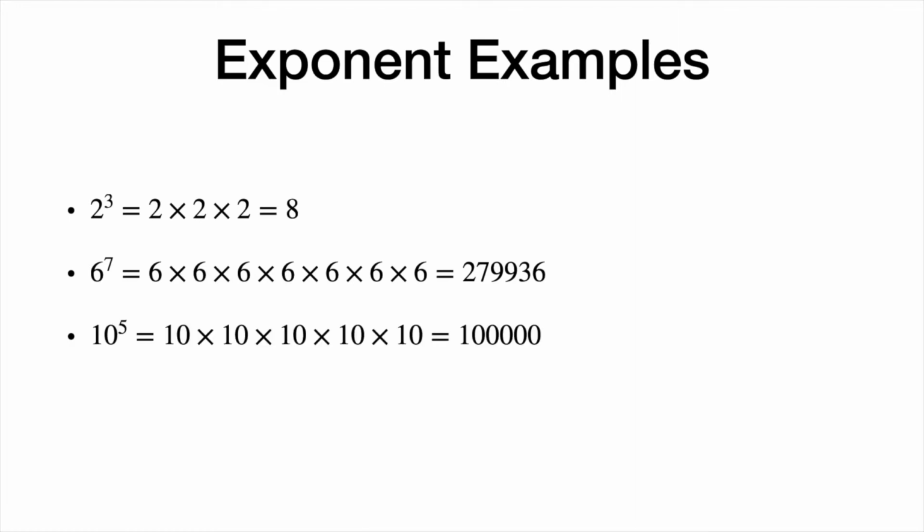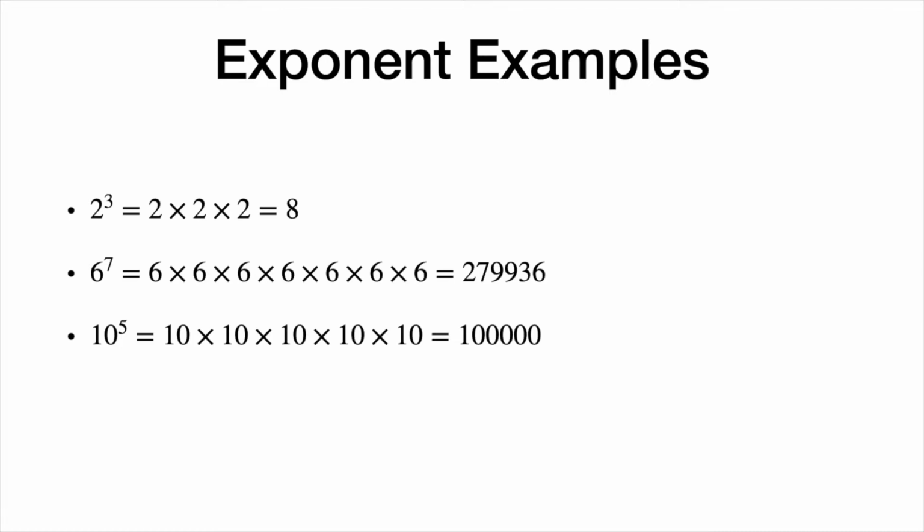You can also have 10 raised to the 5th power. That's 10 times 10 times 10 times 10 times 10. Now, one thing that's interesting when you raise 10 to a power is you basically get 1 followed by that many zeros. All right, so here we have 1 followed by 5 zeros. So that's going to be 100,000.